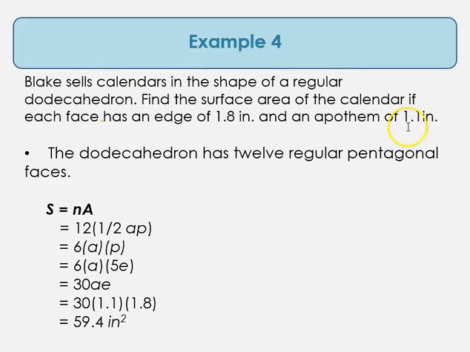This is a difficult example to visualize even with the picture that they gave you, so I wanted to work that out for you, but this is another alternate formula. Be sure to record that 5e is also the formula for the perimeter of a regular pentagon.